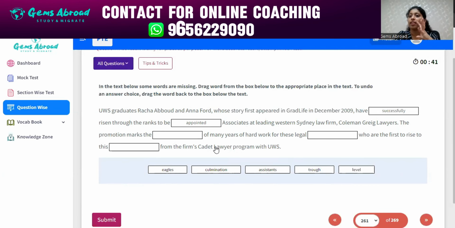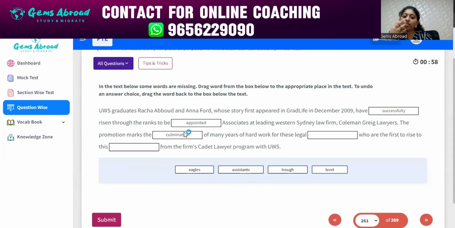A promotion marks an achievement, so 'marks' is an achievement-related word, like progress. The promotion marks the culmination of the progress they made through many years of hard work. For these legal ones, who are the first to rise, you can relate the word rise to the owner. Legal eagles are those highly proficient in their profession, because lawyers are so prominent in their field. These legal eagles were the first to rise to this level.